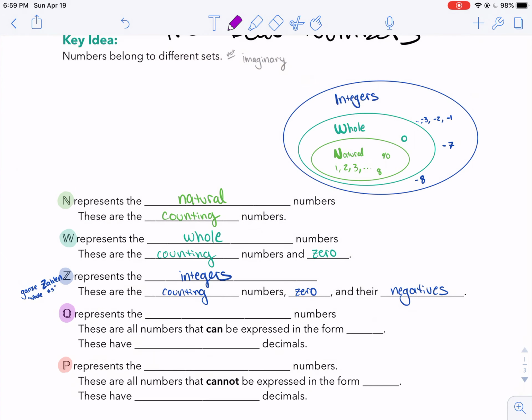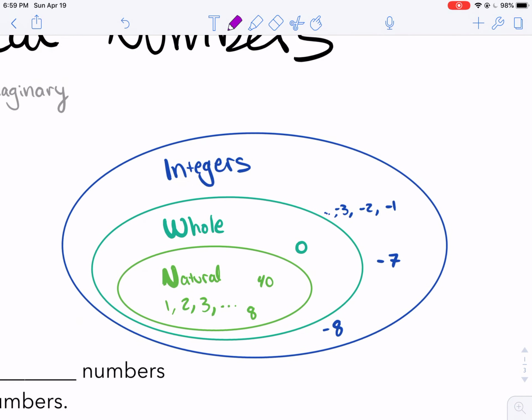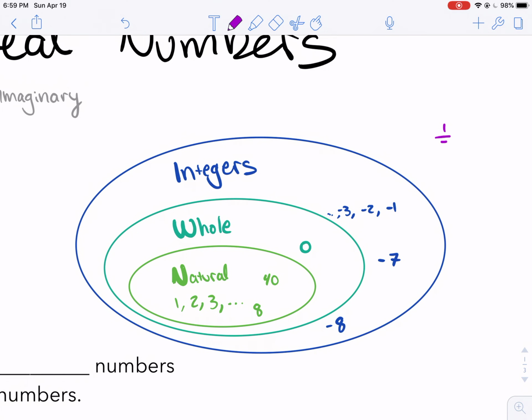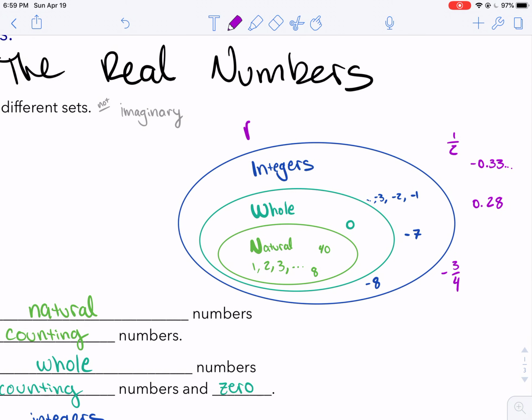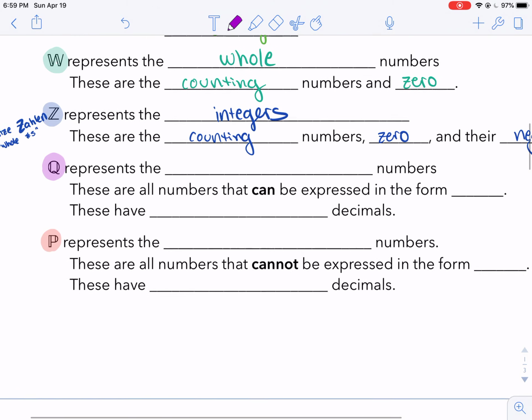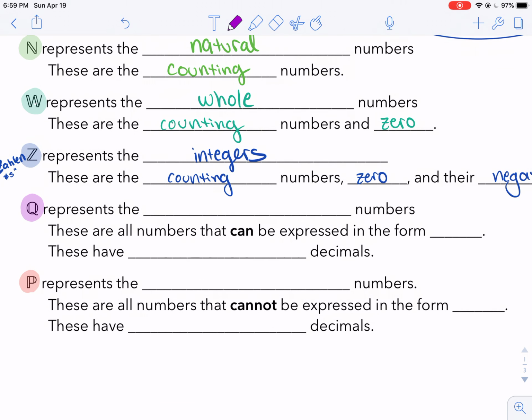Our next set of numbers are numbers like 1/2, -3/4, 0.28, and -0.3333333333. We call these guys rational numbers. Rational numbers are represented by Q, and I'll explain why in just a little bit.